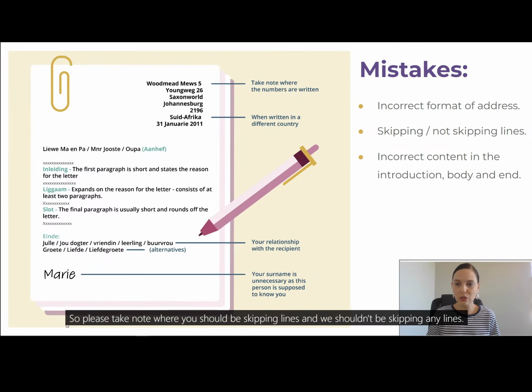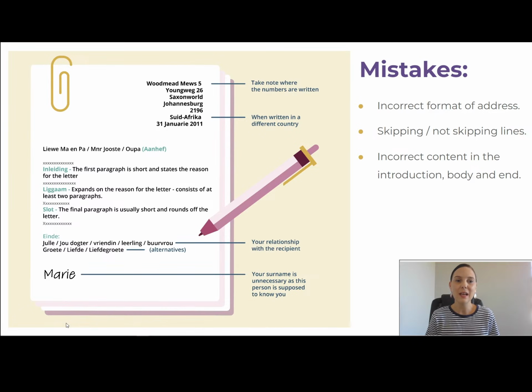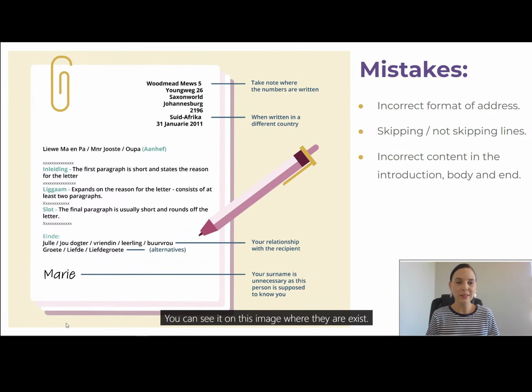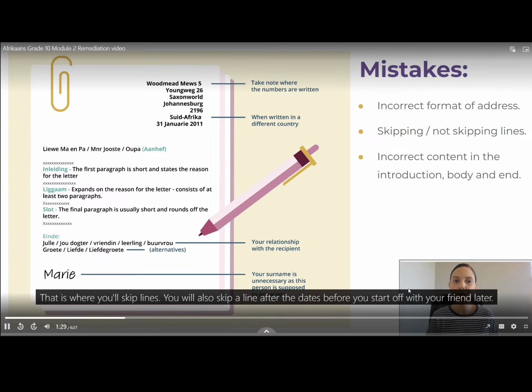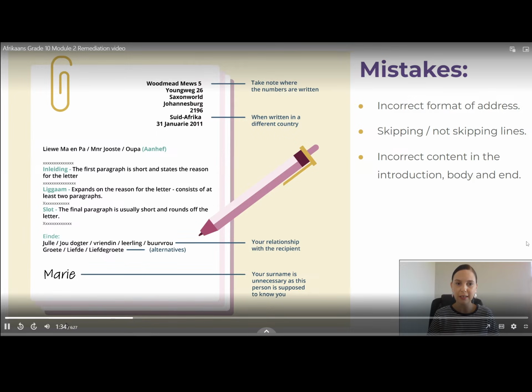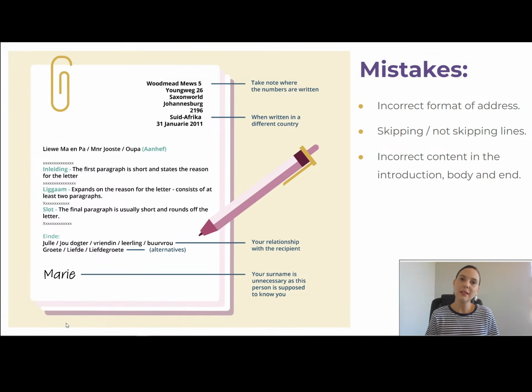Skipping and not skipping any lines. So please take note where you should be skipping lines and where you shouldn't be skipping any lines. You can see it on this image where there are X's. That is where you'll skip lines. You will also skip a line after the date before you start off with your friendly letter. Right. And then the last thing is the incorrect content in the introduction, body, and end.